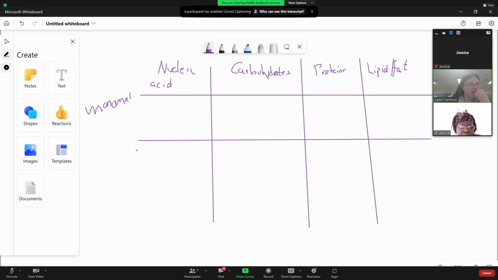A single unit of something. All right. What is a monomer of carbohydrate? My notes say single sugars. Yeah. It's glucose, okay? And they usually look like rings. So let that be clear. It usually looks like a ring.